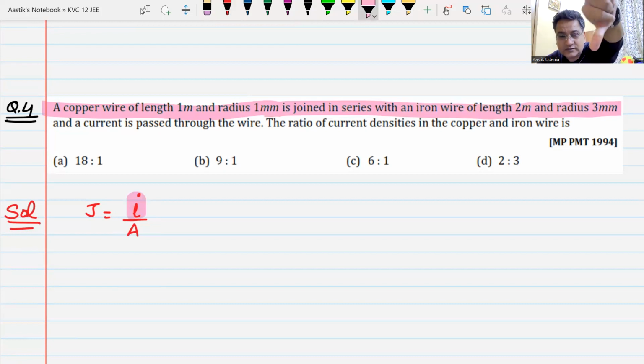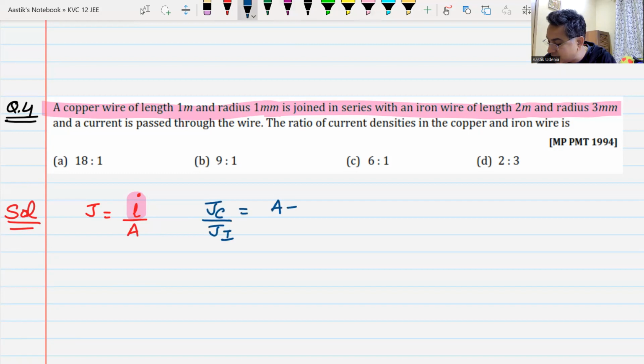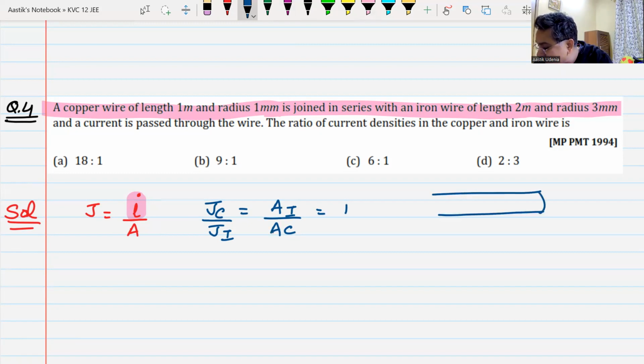I is the same, so current density is inversely proportional to area. Length does not come into the picture. So I can write current density in copper divided by current density in iron will be area of iron divided by area of copper. Now, area of a conductor: remember, a conductor is like a cylindrical wire, and this area is the cross-section area of the conductor.